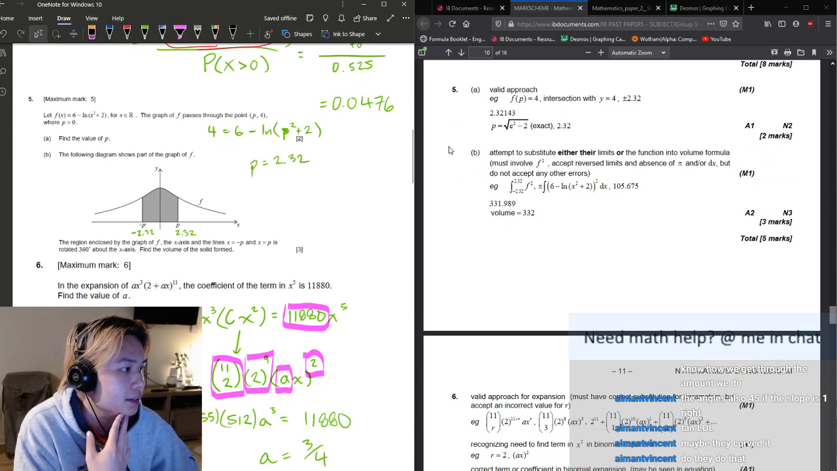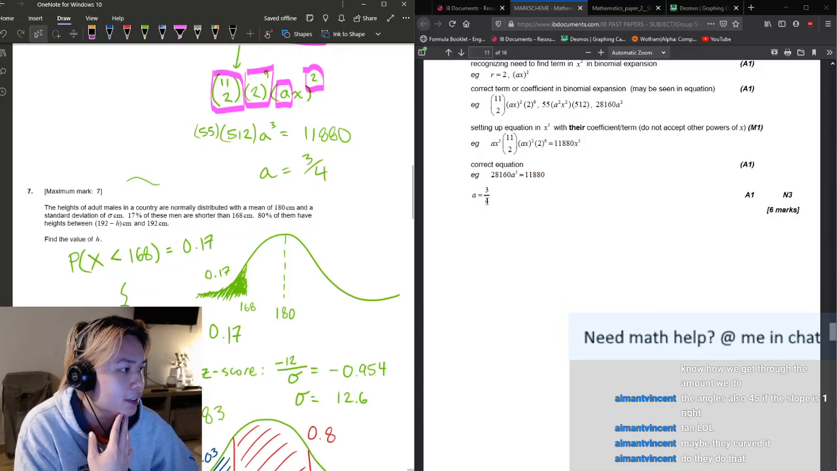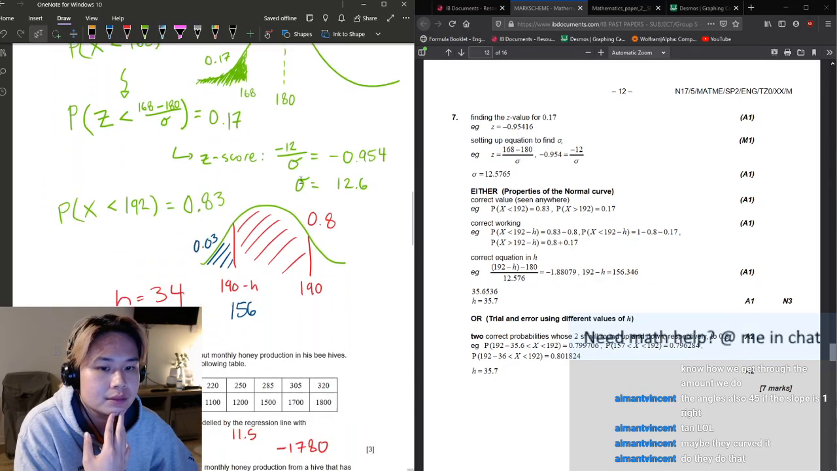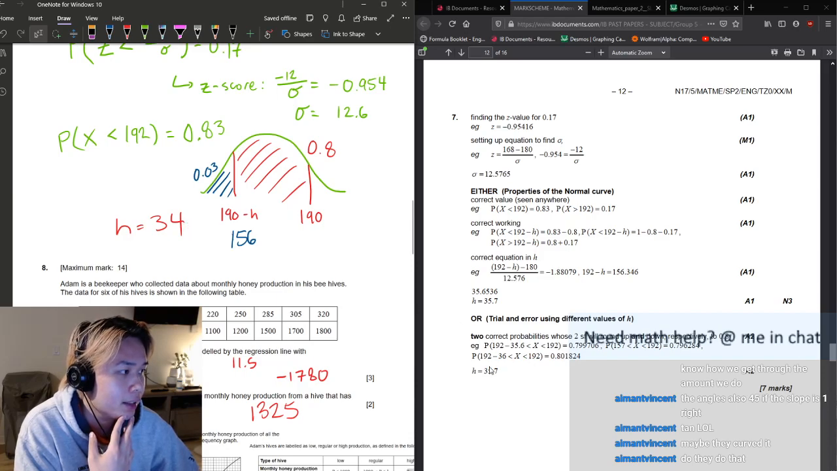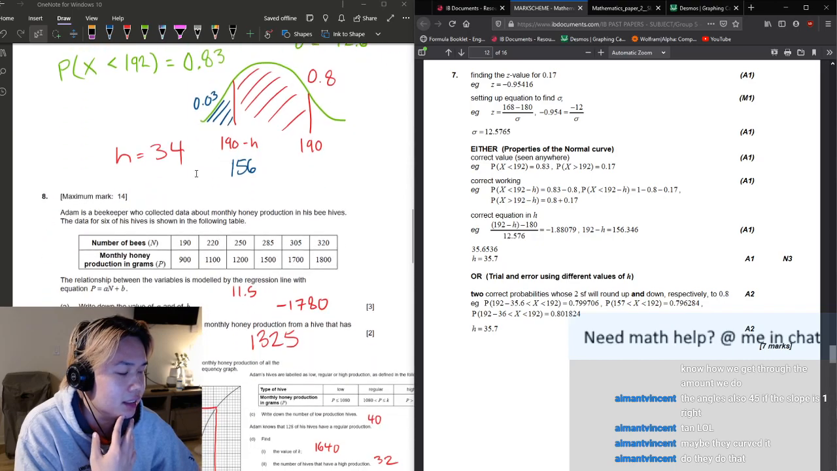Let's see, 232, and then I skipped this one because that's no longer part of the curriculum. 3 over 4. And then my H is 34, their H is 35.7. So I guess they did some rounding where I shouldn't have. So you see, they found the probability 0.83, so I have that. Yeah, so I think this is just rounding error.